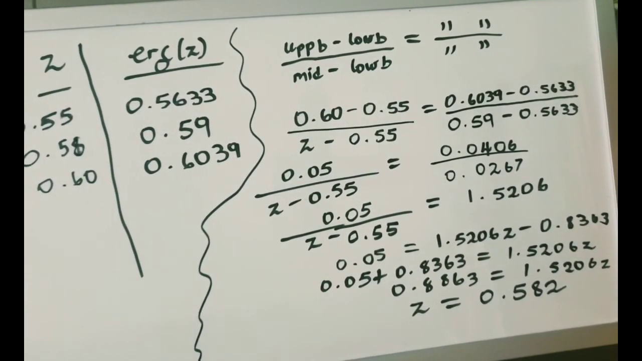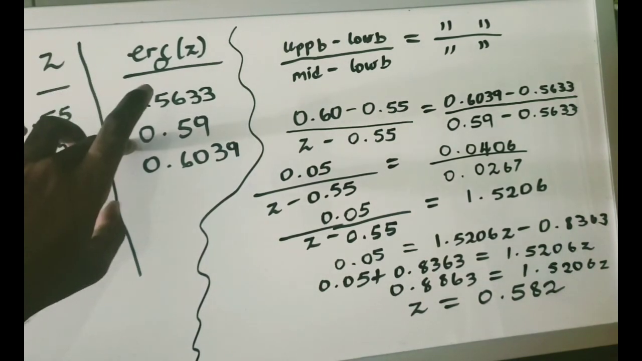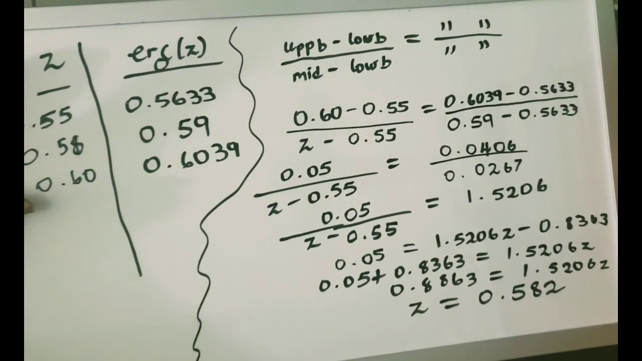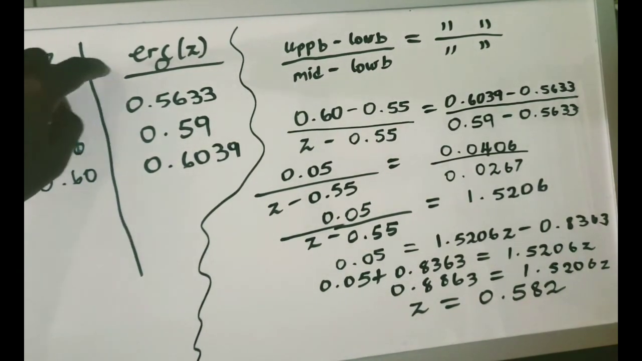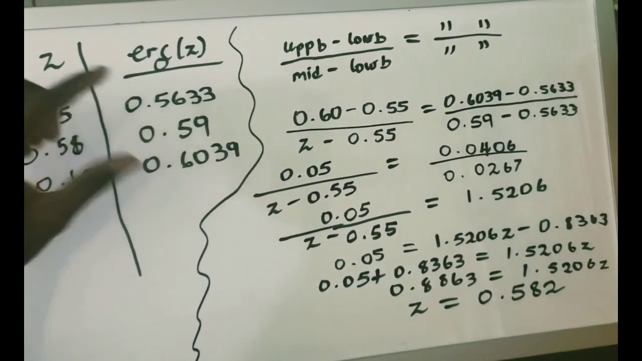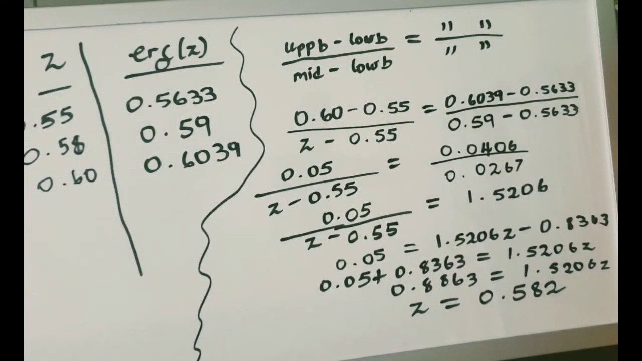So therefore we found the value of the original z value using an error function value that we were given. So it works. So the linear interpolation works both ways. You can use it to find the function value, or you can use the function value to find the value before the function was carried out on it. So that's linear interpolation.